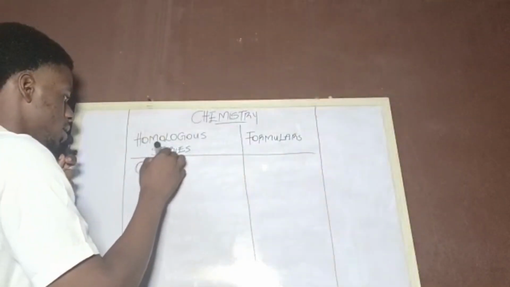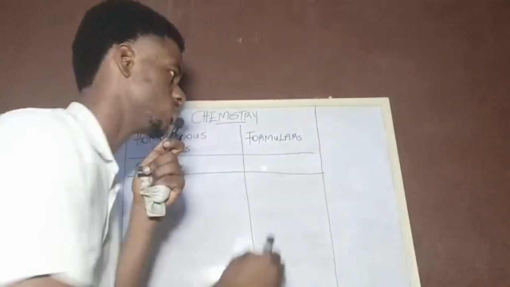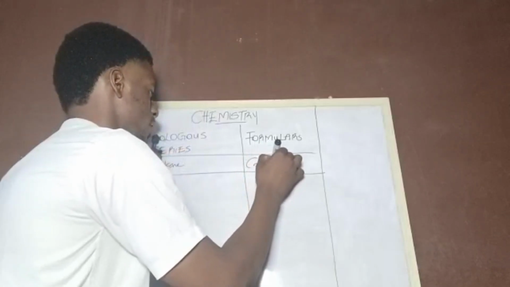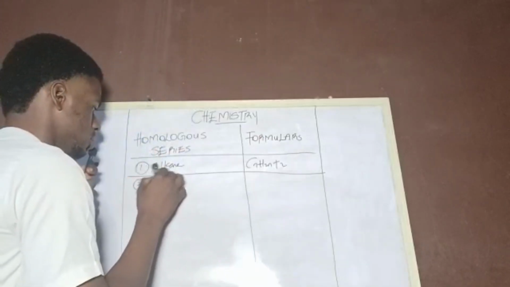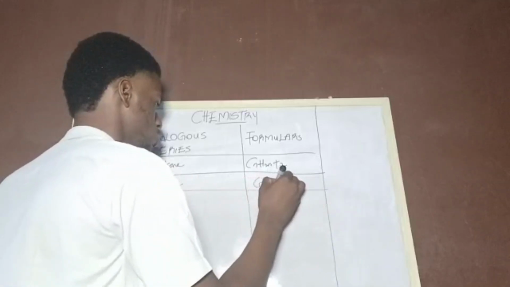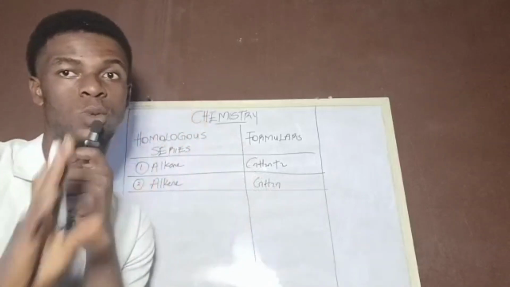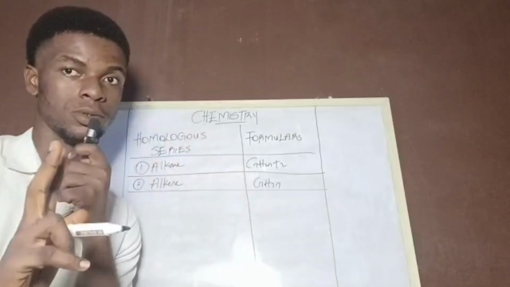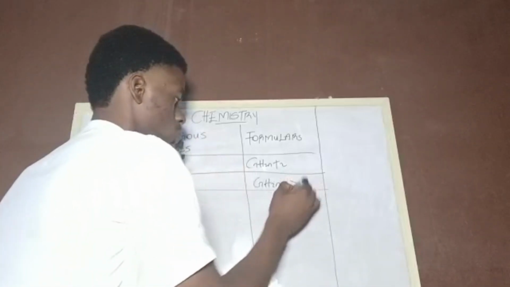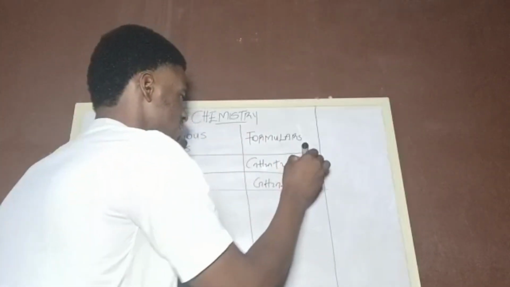The first one we have is alkane. Alkane is a homologous series, and the formula is CnH2n+2. Then the next one we have is alkene. Alkene is CnH2n. Ordinary, no plus 2, no minus 2, no plus 1, just CnH2n. Now alkenes have double bonds, so you put an equals sign here, because it is a double bond, while alkane is just a single bond.